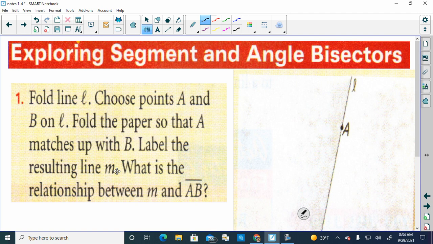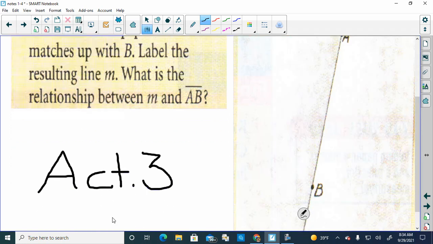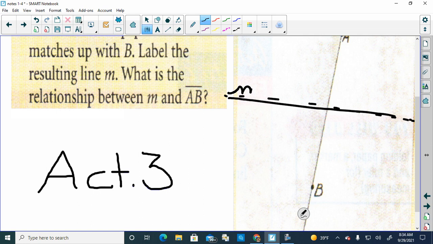So check first behind you. Okay, so you are going to label your new crease that you just made. You can go ahead and fill it in. You're going to label it as M, so lowercase m. Okay, so the crease that you made, go ahead and fill it in as lowercase m.